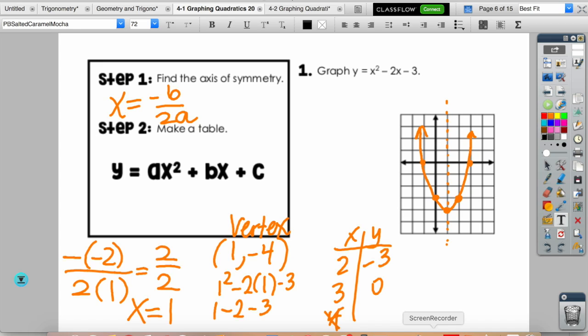So 1 squared is 1. 2 times 1 is 2. Then I still have that minus 3. What's 1 minus 2 minus 3? Negative 4. So the vertex of this quadratic is going to be at 1, negative 4. That point is the vertex of your quadratic.